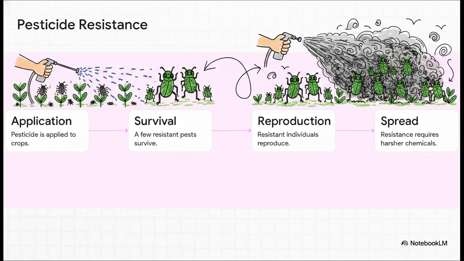And here is the ultimate tragic irony. We often make the original problem so much worse by triggering an insidious evolutionary arms race. Think about it. Step 1, we apply a pesticide. Step 2, a few naturally tough, genetically resistant pests manage to survive it. Step 3, those specific survivors reproduce, passing down those hardy genes. And Step 4, that resistance spreads like wildfire, creating a superpest population that demands even harsher, broader spectrum chemicals. It just restarts the whole destructive cycle all over again.